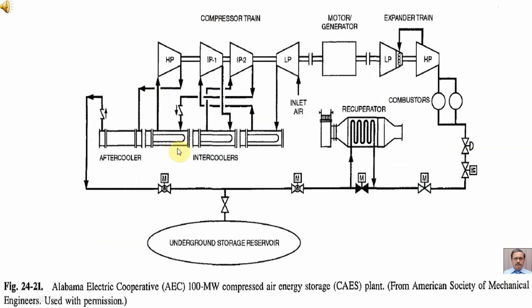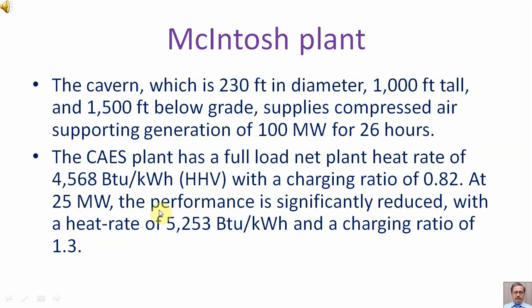This is the schematic diagram of the McIntosh plant. The cavern, which is 230 feet in diameter, 1000 feet tall and 1500 feet below grade, supplies compressed air supporting generation of 100 megawatts for 26 hours. The CAES plant has a full load net plant heat rate of 4568 BTU per kilowatt hour with a charging ratio of 0.82. At 25 megawatts, the performance is significantly reduced, with a heat rate of 5253 BTU per kilowatt hour and a charging ratio of 1.3.